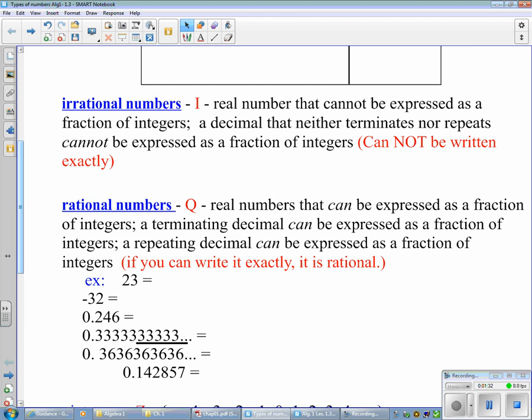A terminating decimal can be expressed as a fraction of integers. A repeating decimal can be expressed as a fraction of integers. Basically, rational numbers are, if you can write it exactly, it's a rational number. So 23 is a rational number, negative 32 is a rational number, 0.246 is a rational number, 3.333 repeating, 36.3636 repeating. Any number that you can write exactly, even if it repeats, is rational.